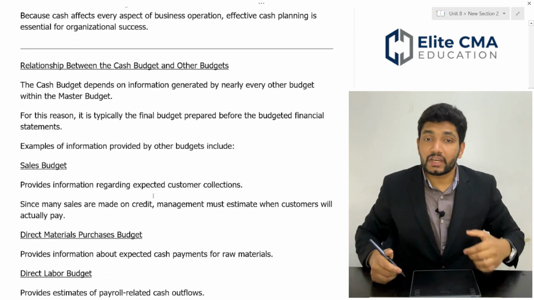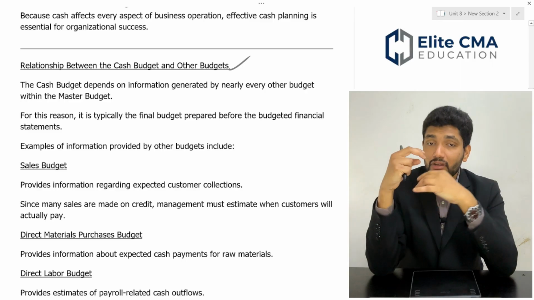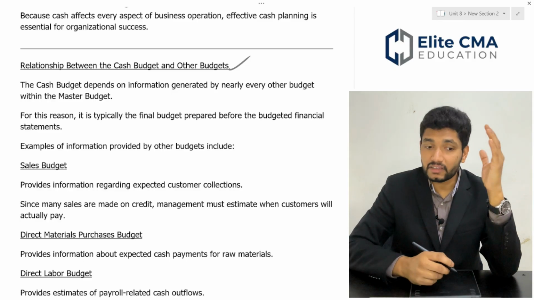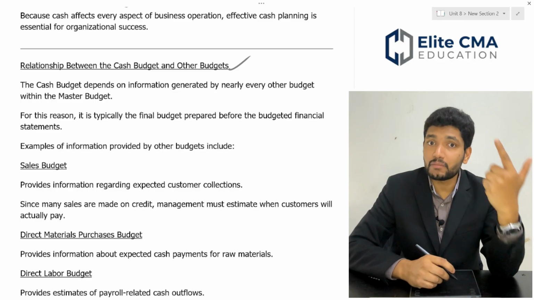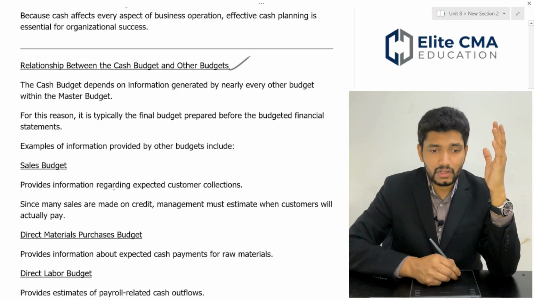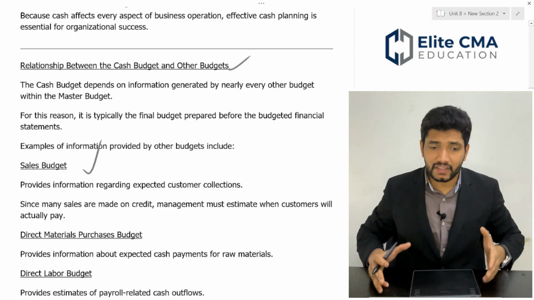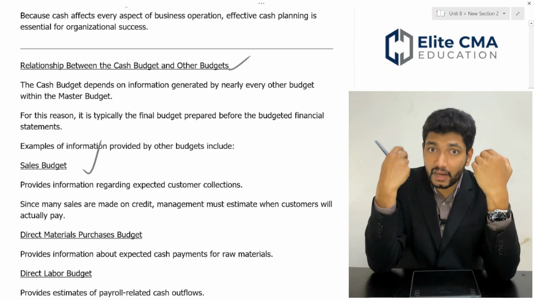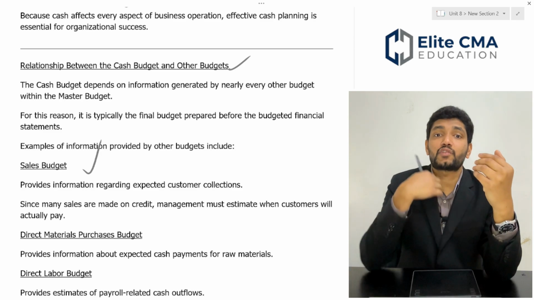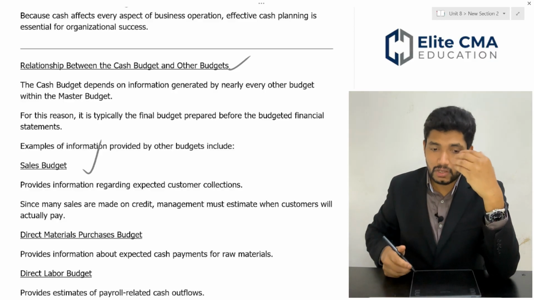Now we will look into the relationship between the cash budget and other budgets. We know the cash budget is linked with multiple other budgets, like the sales budget, purchase budget, and labor budget. All of these have a direct impact on the cash budget. The first relationship is with the sales budget, which provides information regarding the expected collection from customers. If you look into sales, you can forecast the expected collection from customers for a particular period.